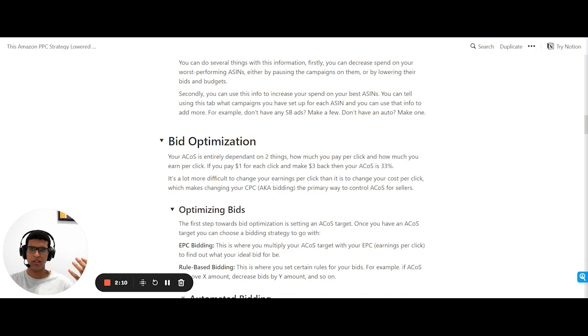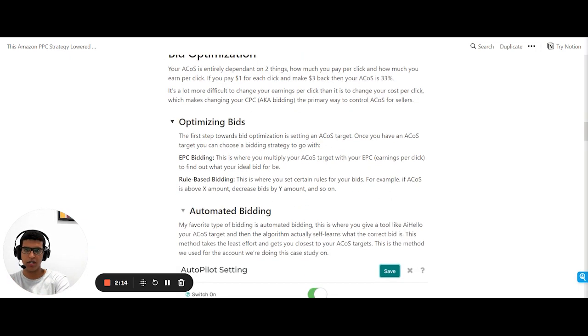There are two ways to bid. You can bid manually and you can bid using software. I'll cover manual bidding first. There are two main strategies for manual bidding. There is RPC or EPC bidding, which is revenue or earnings per click bidding, which means you take your current earnings per click and multiply it by your ACoS target to get your ideal cost per click. So if you're earning $4 per click and you're targeting a 25% ACoS, your ideal cost per click would be $1, right? So you have to bid based on that.